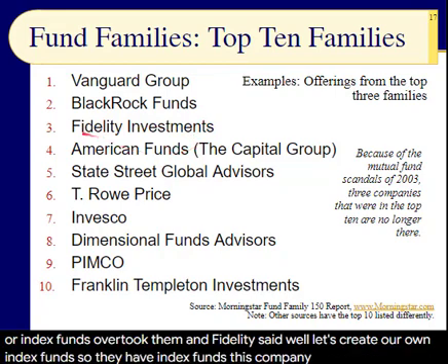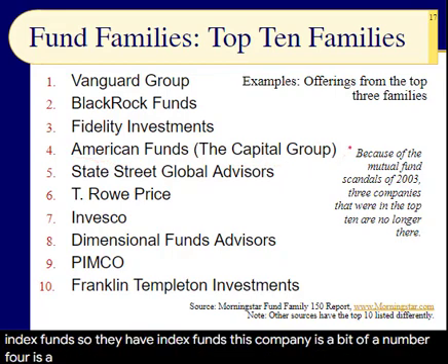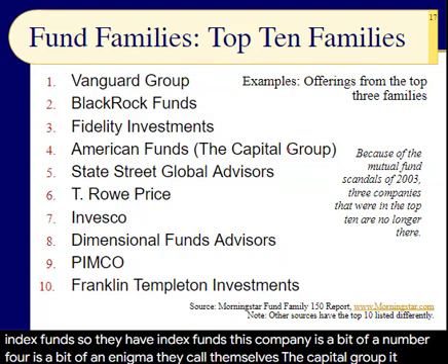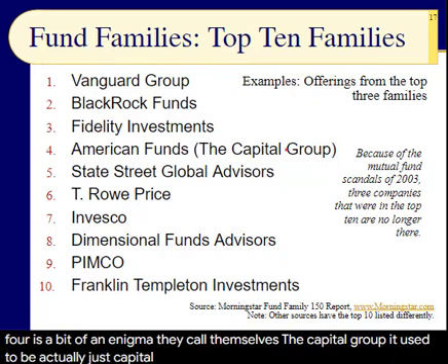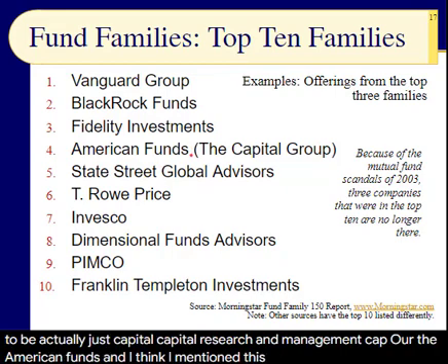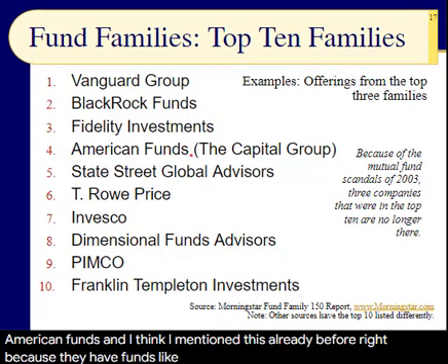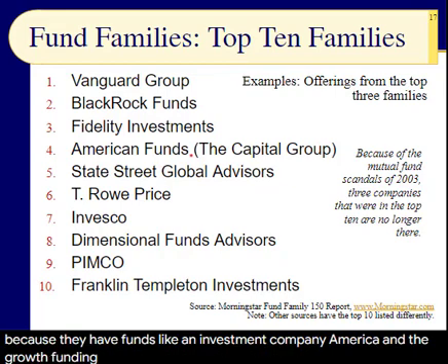This company, number four, is a bit of an enigma. They call themselves the Capital Group. It used to be actually just Capital Research and Management, Capital. But everyone started calling them the American funds. And I think I've mentioned this already before, right? Because they have funds like the Investment Company of America and the Growth Fund of America and the Bond Fund of America. So, hey, we're the American funds.